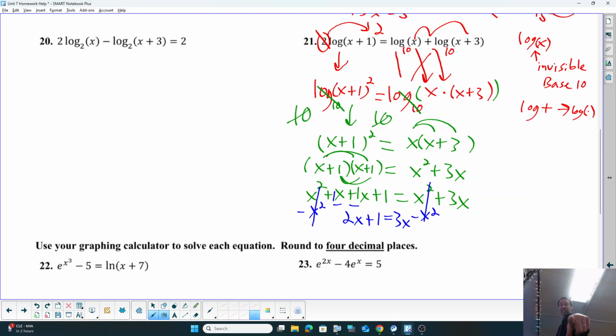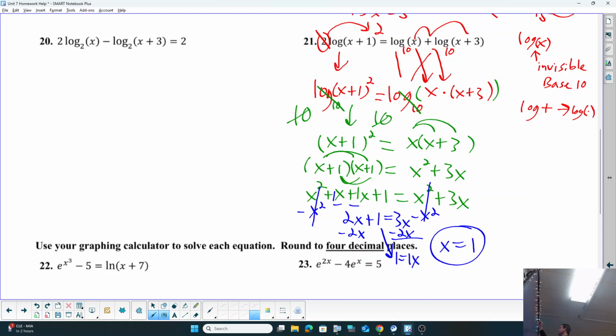So keep your x's positive by minusing 2x to the other side. And when you minus that to the other side, 3x minus 2x is 1x. Equals, bring down the 1. So x just equals 1. X equals 1. Plug it back in, make sure it works.